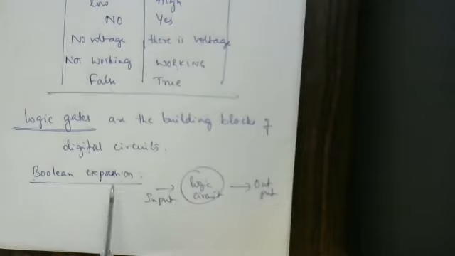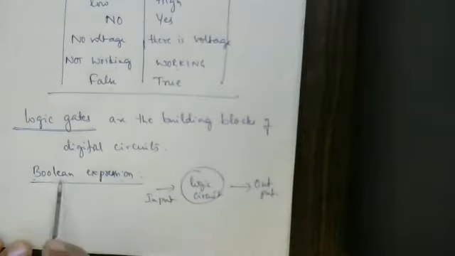We are writing an equation that is called the Boolean expression, connecting the input signal to the output signal. In a logic circuit, we give some input and take an output. There is a relation from input to output. That relation is represented by an expression called the Boolean expression, and it is called a Boolean relation.